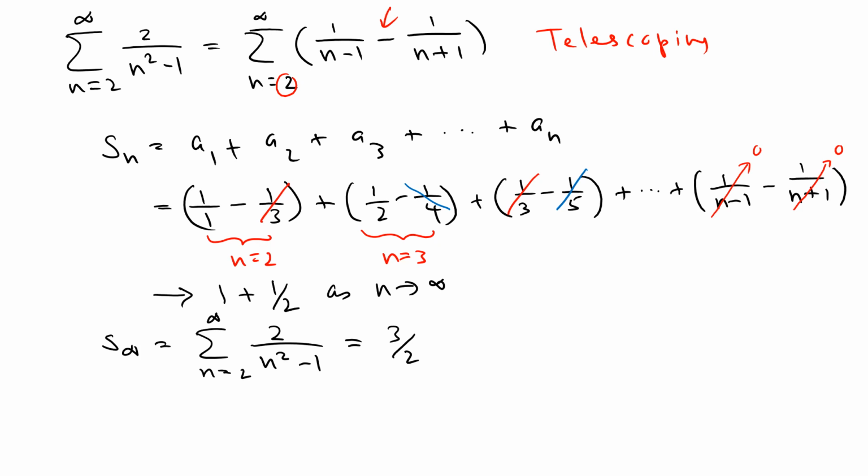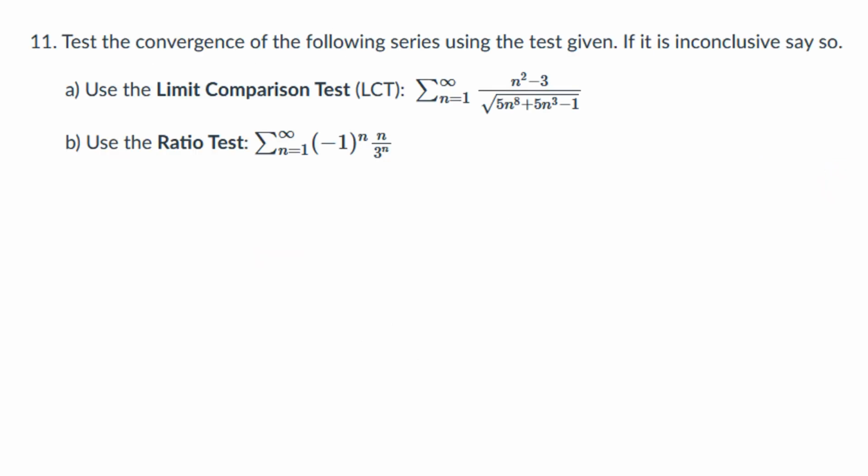So let's look at a few more series problems, because that's one of the very important topics. Let's look at the next problem. In this problem, we test the convergence of these series using the given test. We know that some tests don't give you any conclusion. For example, in the ratio test, if the limit of the ratio is 1, it cannot say anything. The same thing happens in the root test. But since they're asking to use a specific test, we use that test.